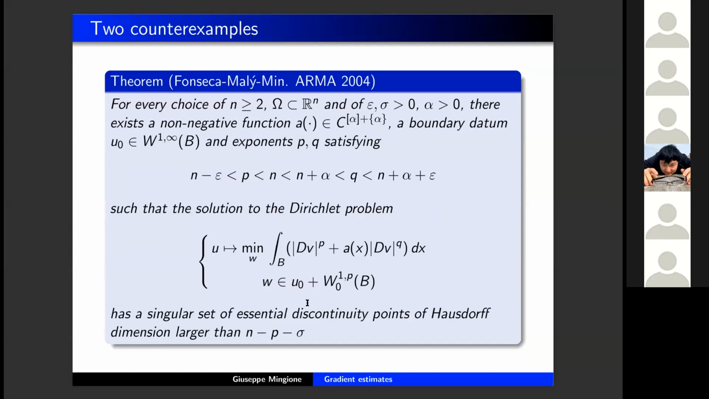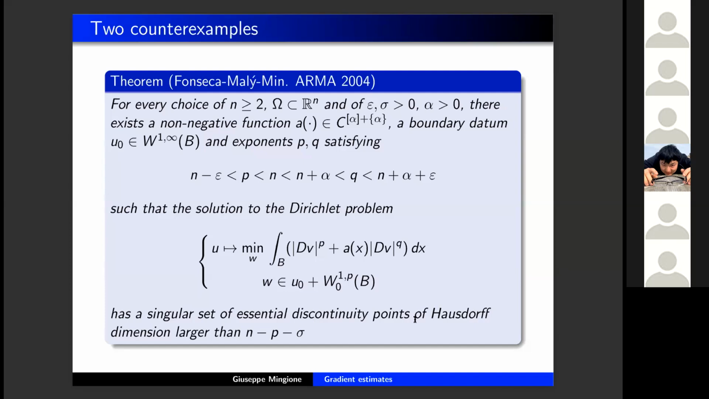And then there's another example by Fonseca, Malý, and myself many years ago that tells you the following. Get me an exponent which is as regular as you like: 3 times differentiable, 4 times differentiable, 1,000 times differentiable. Then you can find a coefficient, a very bad one actually, that has that class of regularity, but nevertheless produces a minimizer that is not only in W^{1,q}, but has essential discontinuity points that are concentrating on a singular set whose dimension is arbitrarily close to n minus p.